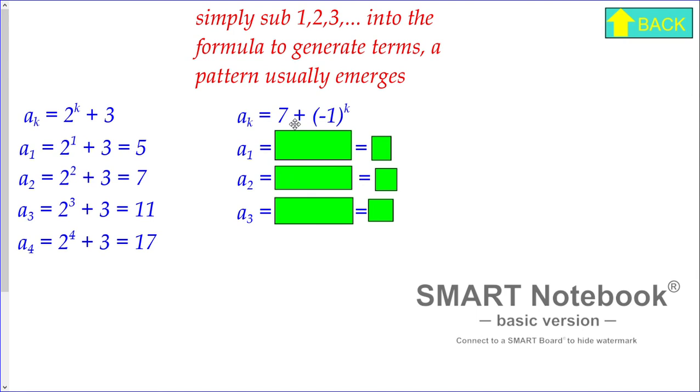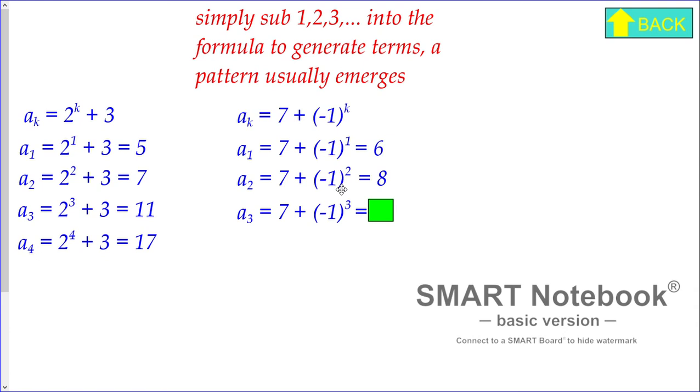This is just a random sequence. It's just interesting. If we sub 1 in for k, this becomes -1. So we have 7 minus 1, 6. If we sub 2 in for k, we have plus 1. Negative times a negative is a positive, only in math. Okay, so 7 plus 1 is 8. And then we come to the third power of -1, we end up with -1 again, because plus 1 times -1 is -1. So we end up with 6 again. And here's our pattern, 6, 8, 6, 8, 6, 8.